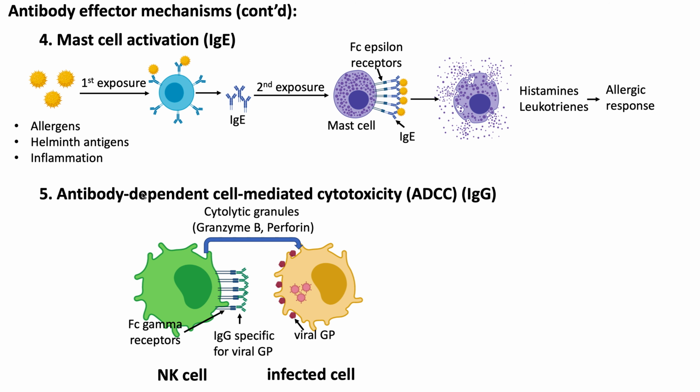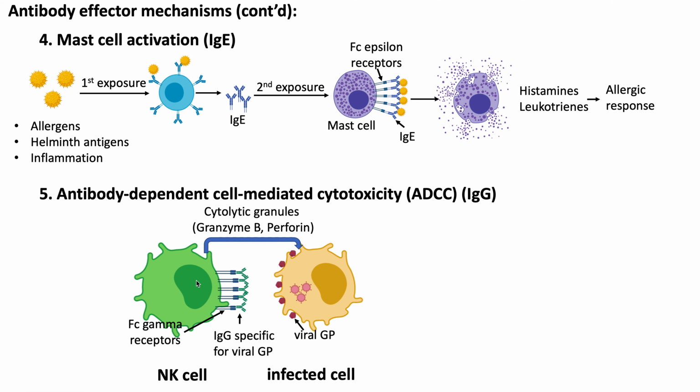And lastly, antibodies mediate antibody-dependent cell-mediated cytotoxicity, or ADCC. And this is mediated largely by IgG molecules. And this happens when natural killer cells express Fc gamma receptors that bind to the constant region of IgG molecules. And let's suppose that these IgGs are specific for a viral glycoprotein. When viruses infect their target cells, they often leave copies of the glycoprotein embedded in the membrane. This allows this natural killer cell to recognize this target cell, and it mediates killing of this target cell by the release of cytolytic granules that contain granzyme B and perforin.